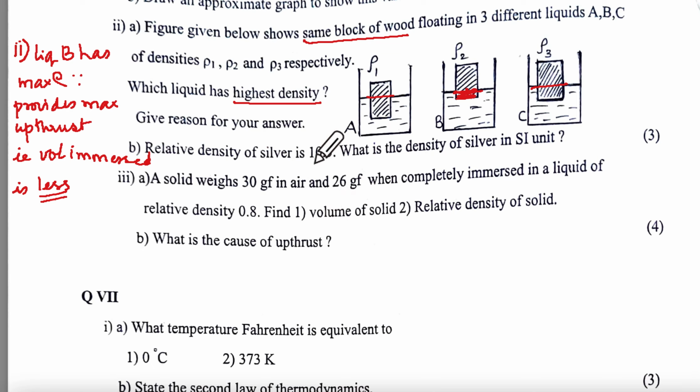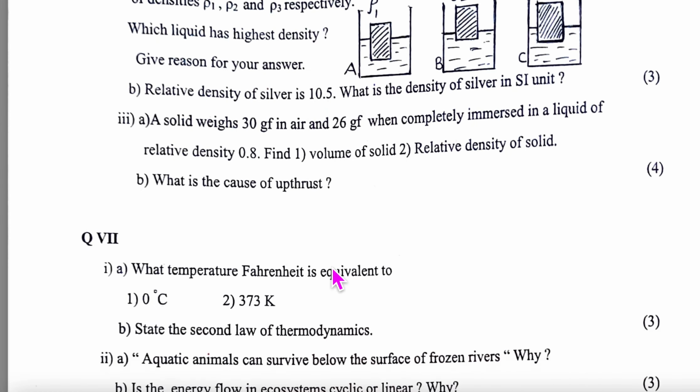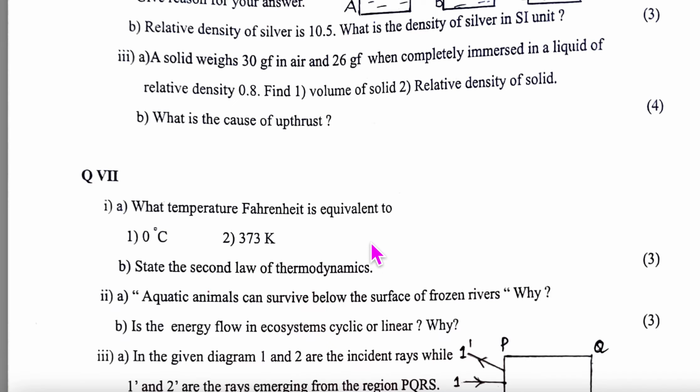Now relative density of, what is the density of silver in SI unit? It will be 10.5 into 10 to the power 3 kg per meter cube. Correct? Yes, ma'am. So you will see it's not really a bad paper, but lot of learning work.